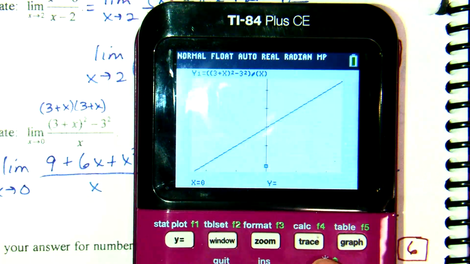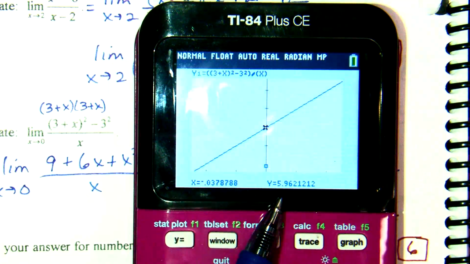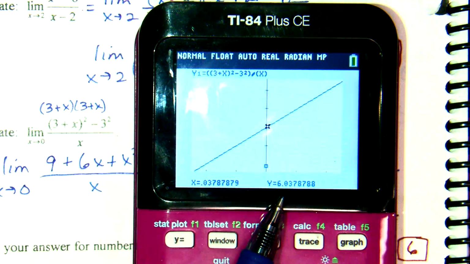There we go. Sorry, my stat plot. Notice, from the left, I'm at 5.96, right? From the right, I'm at 6.03. So what are we approaching? 6. Notice, at 0, there's a hole. But it does approach there. So, if I just sketch a graph, basically what I need is 1, 2, 3, 4, 5, 6. I didn't do anything fancy on my graph. I just basically drew a line going through 6 there, showing as x approaches 0, my y value is approaching 6.